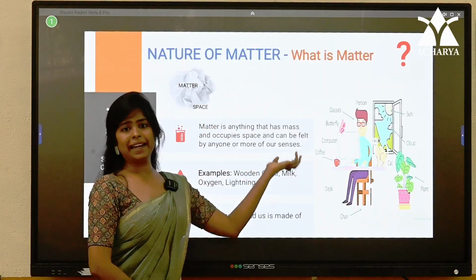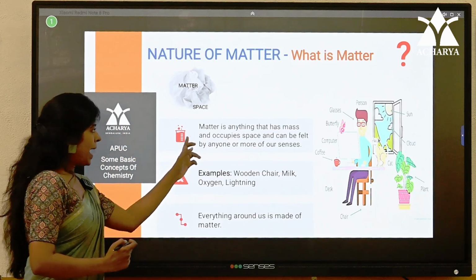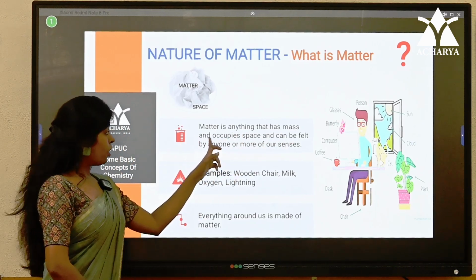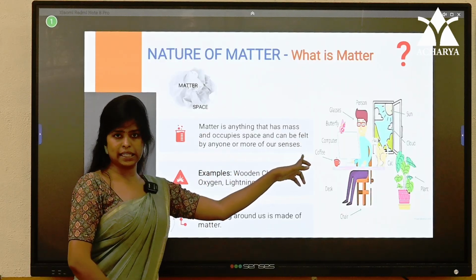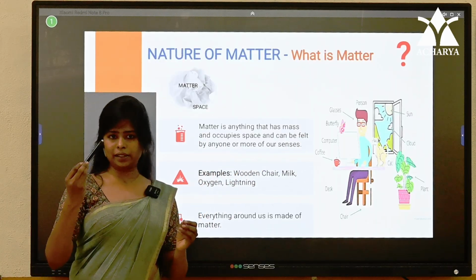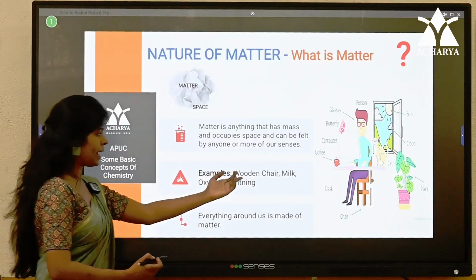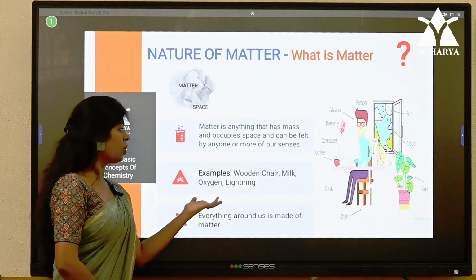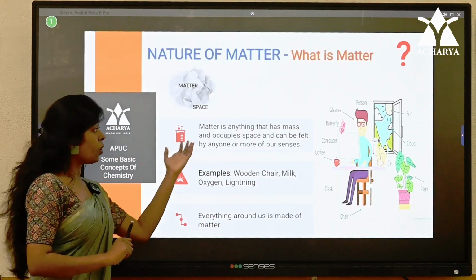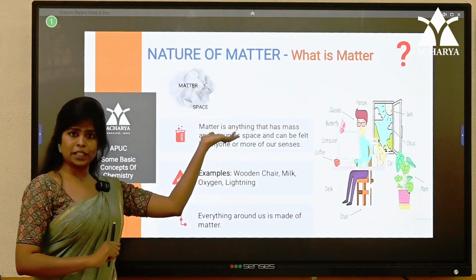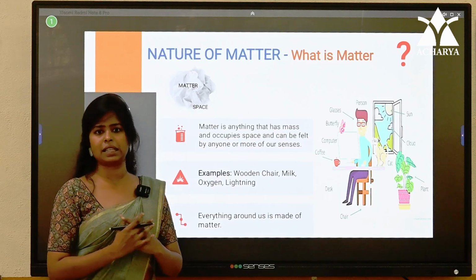So what is this matter? What comes to your mind if I say the word matter? Matter is anything that has mass and occupies space and can be felt by any one or more of our sensory organs. For example, you take this marker, this has some mass. You take any book, pen, anything. Here I have given a few examples: wooden chair, milk, oxygen, lightning. All these are examples of matter, because all of these have mass and occupy space, and we can sense them through any one or more of our sensory organs.